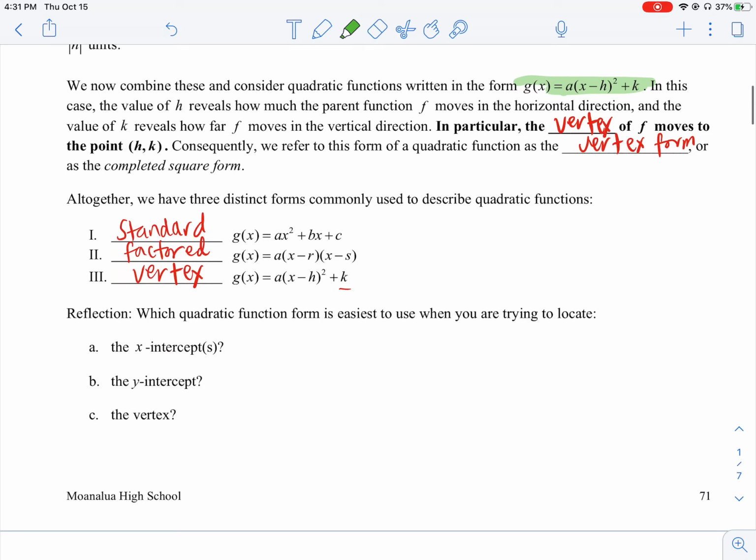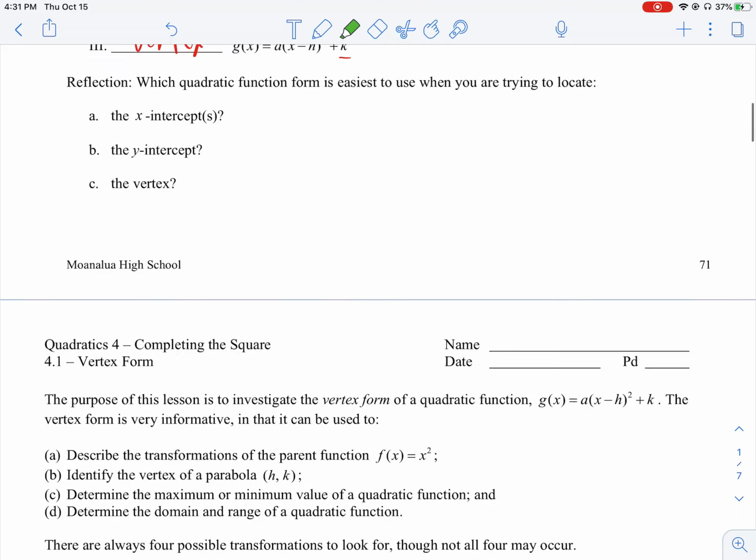Now, we now have three distinct forms that we always see. First, we have the standard form, which we are familiar with because we already did factoring. We have the factored form when we were trying to graph. We see that all the time. And then what we're trying to introduce now is the vertex form, which has the a value, h value, and k value.